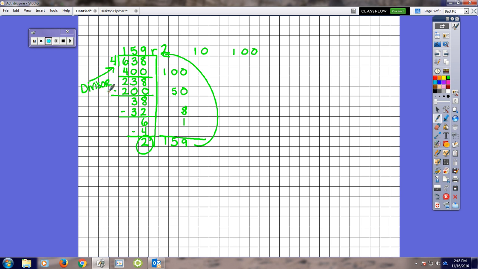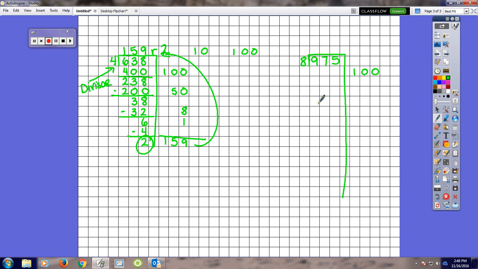Okay, so let's try one more problem, and that is 975 divided by 8. Okay, so once again, let's think tens and hundreds. Okay, well, I'm going with my hundreds, because I know 8 times 100 is 800, and that's closer to 975 than 80. So I'm going to put my 100 here.